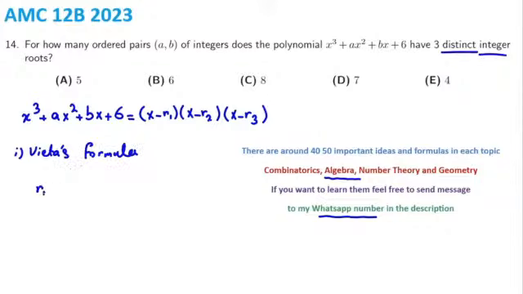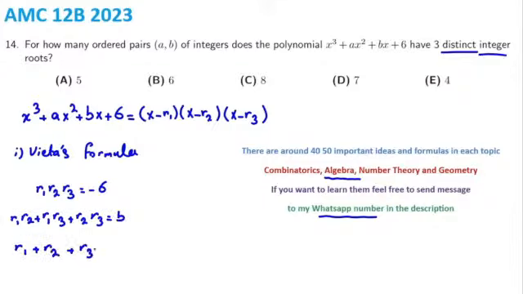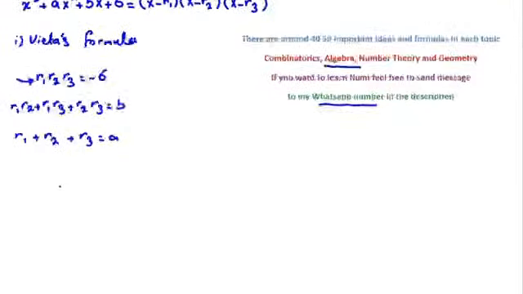Okay, here r1 r2 r3 will be negative 6. You can prove it by considering related coefficients. r1 r2 plus r1 r3 plus r2 r3 equals b. r1 plus r2 plus r3 equals a. Now we should work on this equality. Because r1 r2 r3 equals negative 6, if we consider only 6, one root should be 6, the other ones 1, 1 or 3, 2, 1.